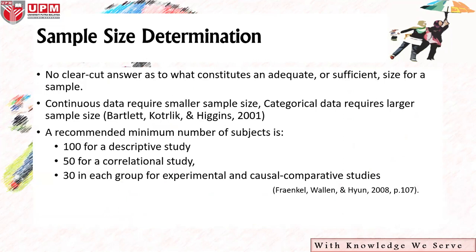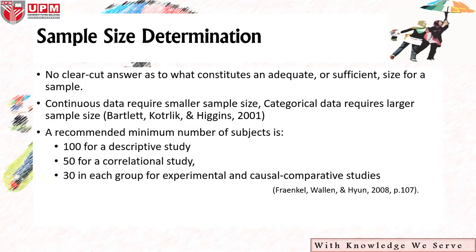Okay, sample size determination. There is no clear-cut answer to what constitute an adequate or sufficient size for a sample. Tak ada satu pun penentuan size sampel yang kita boleh gunakan untuk semua keadaan. Dia banyak kriteria. Continuous data is said to require smaller sample size compared to categorical data. Ini salah satu school of thought lah, dia kata nak tentukan sample size, kalau data kita continuous, bilangan sampel dia lebih kecil berbanding dengan categorical data. Tapi dia tak kata berapa.